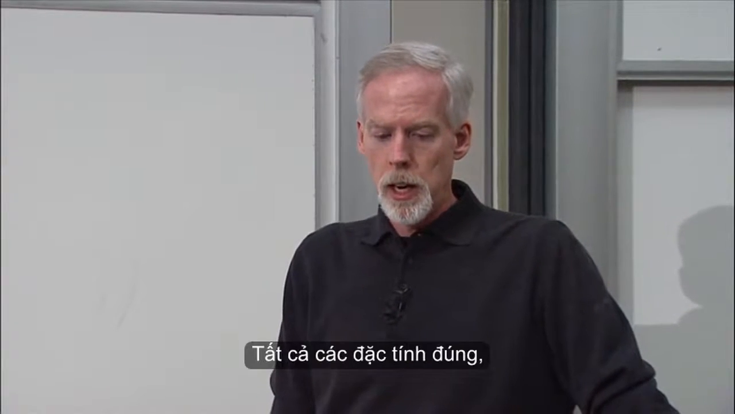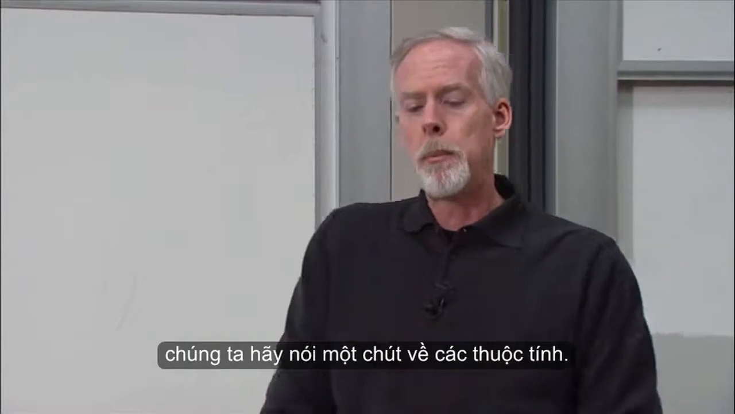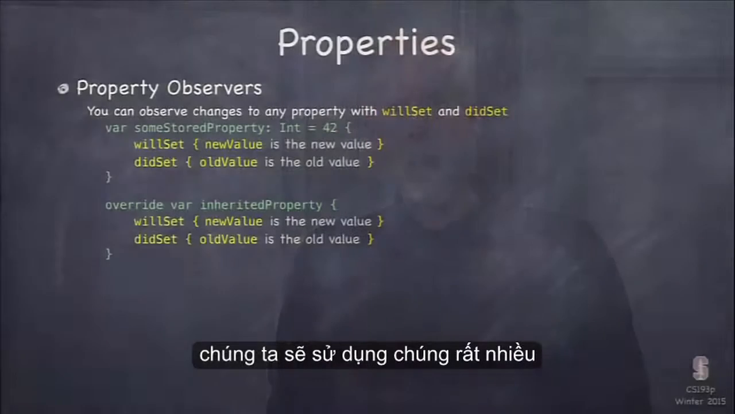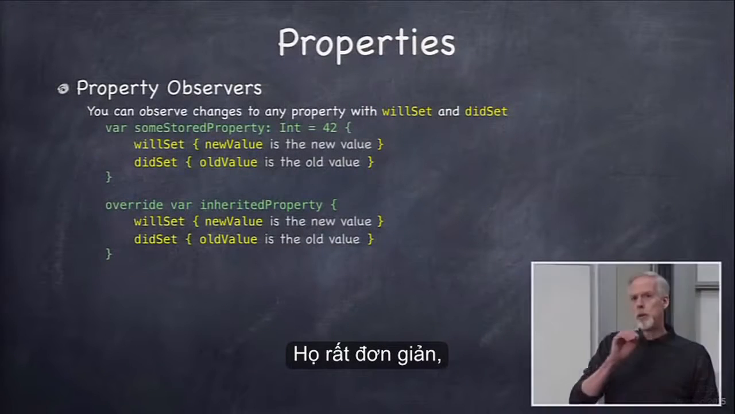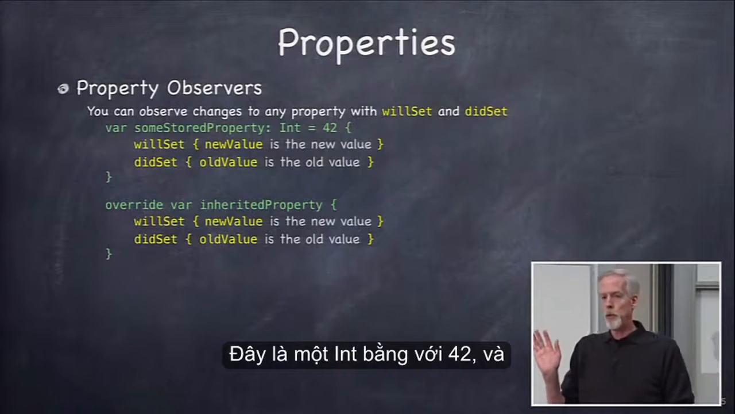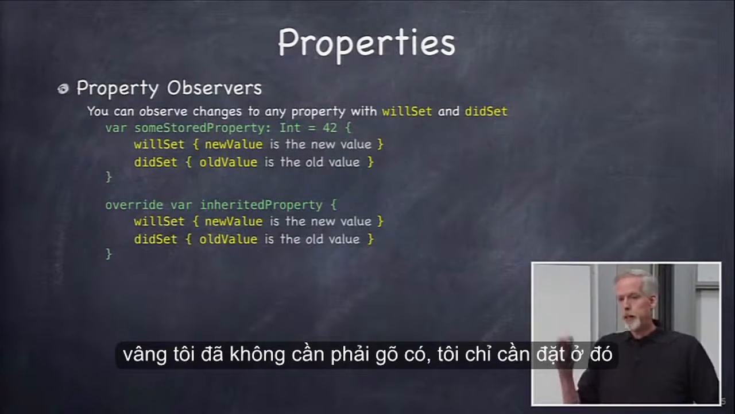Okay? All right. Properties. Let's talk a bit about properties. So property observers are very important, and we're going to use them a lot. They are very simple. You have a property, like here I have some stored property. It's an int equals 42. And yes, I didn't need the type there.